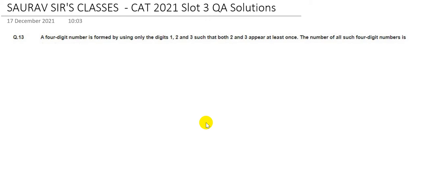Today we are discussing the CAT 2021 Slot 3 QA questions. We come to question number 13. This one says a 4-digit number is found by using the digits 1, 2 and 3 where 2 and 3 appear at least once. So what would be the number of such 4-digit numbers? So let's see.